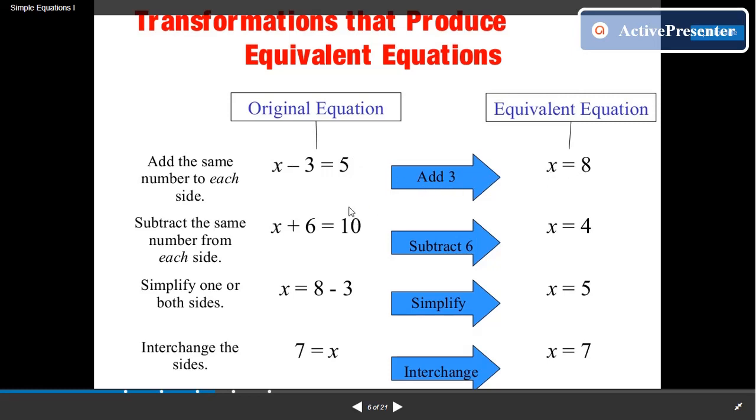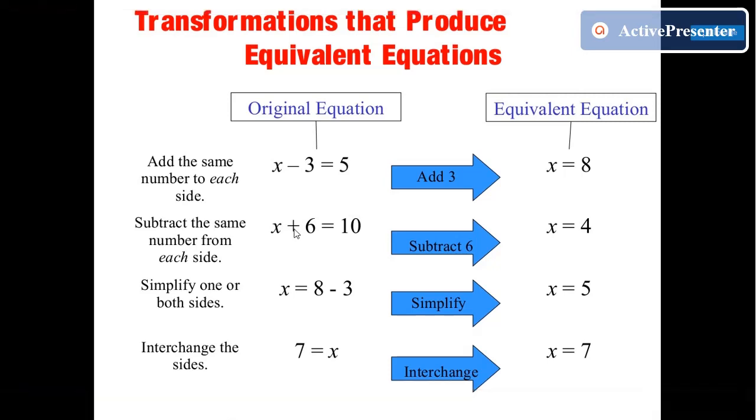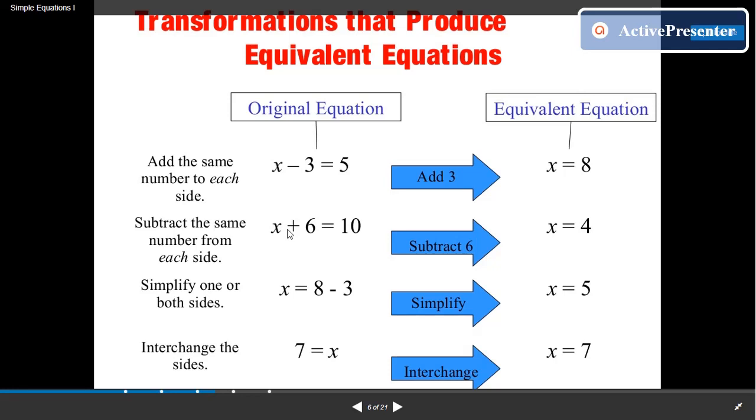What happens if I have an addition, a positive sign with a number beside the variable, x plus 6 equal to 10? All I have to do again is the inverse, that means the opposite operation. If I have a plus here, I go for a negative sign on both sides with the same number. So I do the same here, subtract the same number from each side. That means minus 6 with plus 6 is 0, 10 minus 6 is 4. So the answer would be x equal to 4.